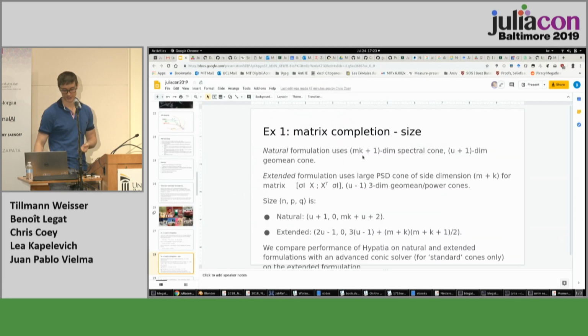Whereas if you were to use an extended formulation, you would need a very large PSD cone of side dimension n plus k for that particular formula there, where sigma is the objective epigraph variable. And you would need 3-dimensional, u minus 1, 3-dimensional geomean or power cones to be able to use, say, MOSEK. These are the sizes of the two, clearly extended quite a bit larger, and we're going to compare performance.